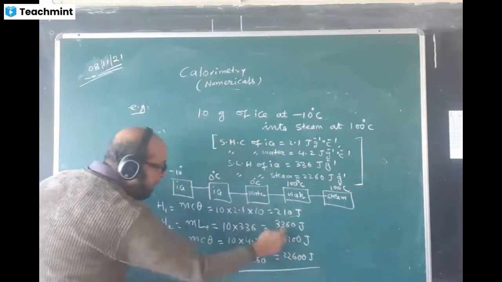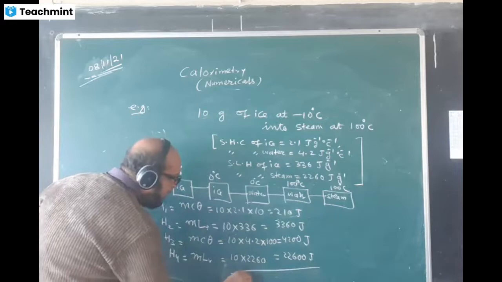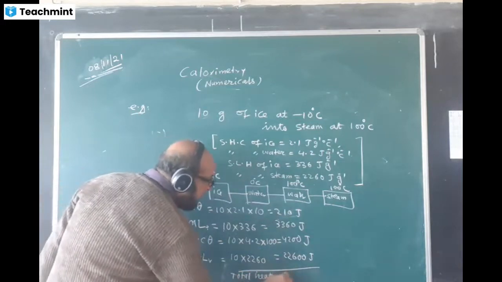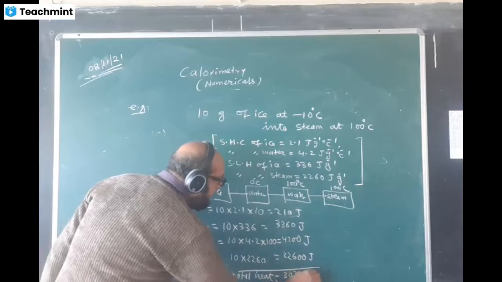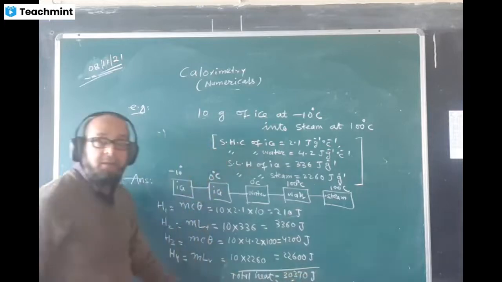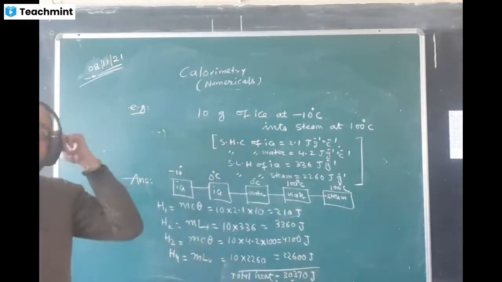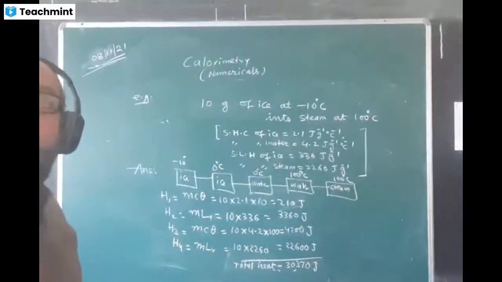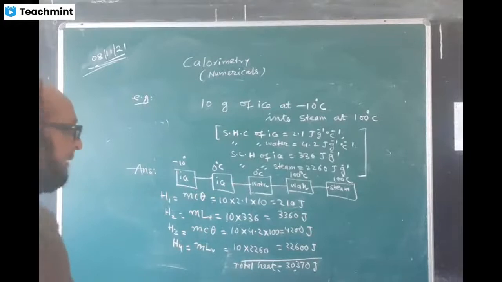Total heat will be, add all. You get total heat. When you add all, the answer will come 30370 joule. 22600 plus 4200 plus 3360 plus 210. You can add, that's it.